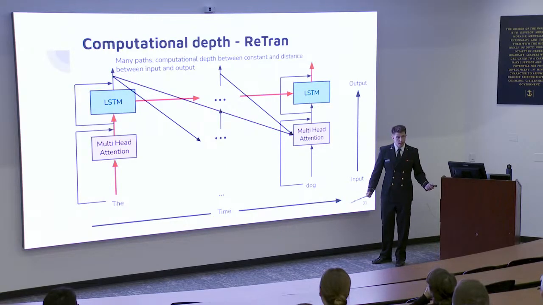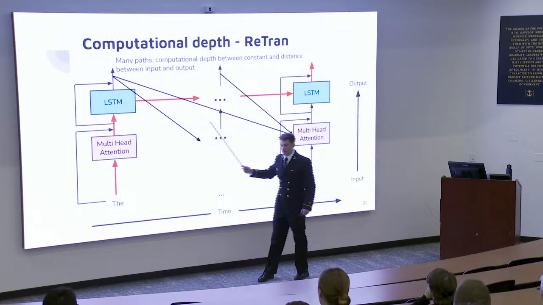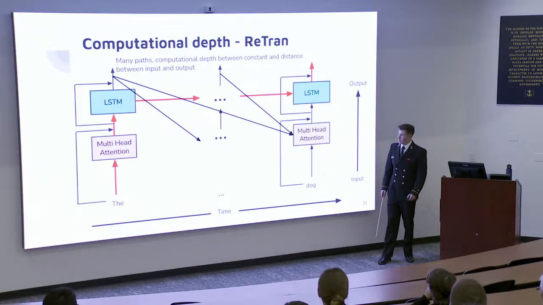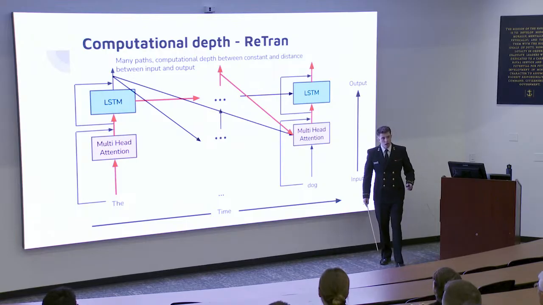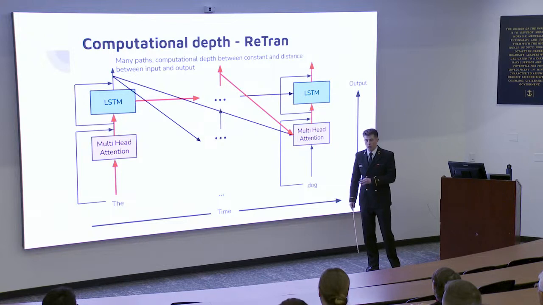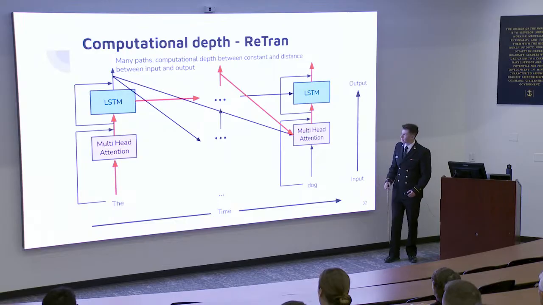But also like the LSTM, the RETRAN can pass that information forward through the LSTM's memory using a linear computational length. And not only this, the RETRAN can use any combination of these LSTM's memory and the multi-head attentions to achieve any range of computational depth between that constant and linear.